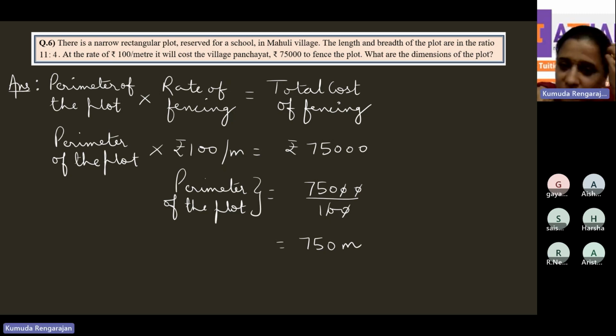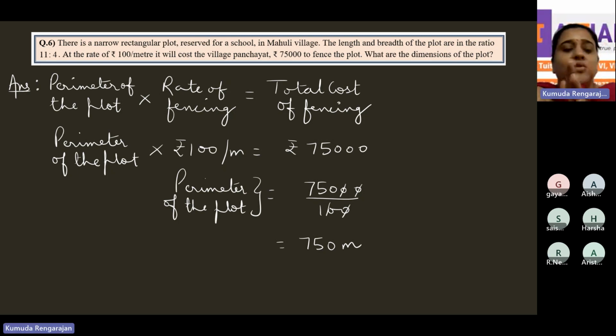So children, what is given? In the question, there's a rectangular plot, the dimensions of which are not known to us. But the dimensions are given to be in the ratio 11:4.